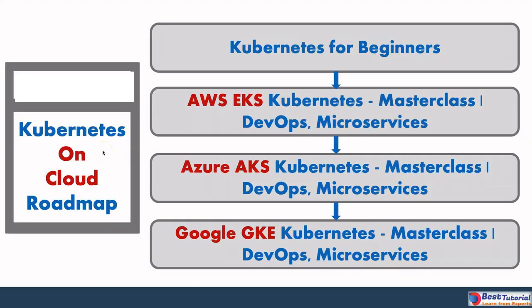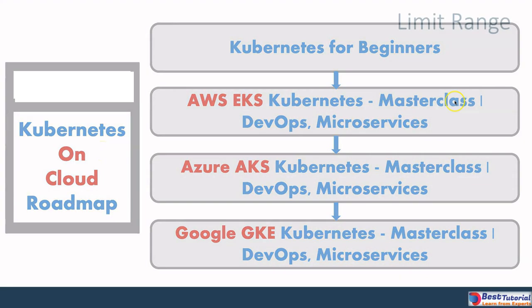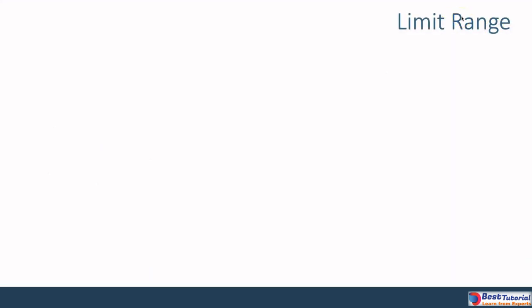Welcome back. In this lecture, we are going to understand the limit range concept in Kubernetes in relation to namespaces. We are going to deploy our applications in the namespaces, and at that point of time, what is the use of this limit range concept, we are going to see practically.